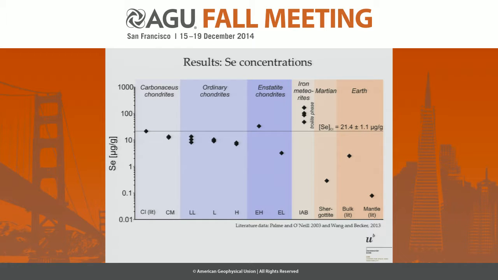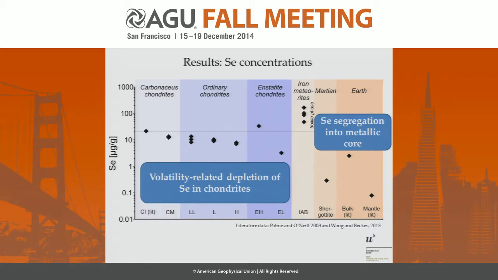The critical question is now, does this volatile-related depletion of selenium in the chondrites lead to an isotope fractionation? So do we see differences in the selenium isotope composition between the different chondrites? And does the selenium segregation into the metallic core leave behind a mantle which is highly offset in selenium isotopes when we compare it to the chondrites? The answer to both questions is no.